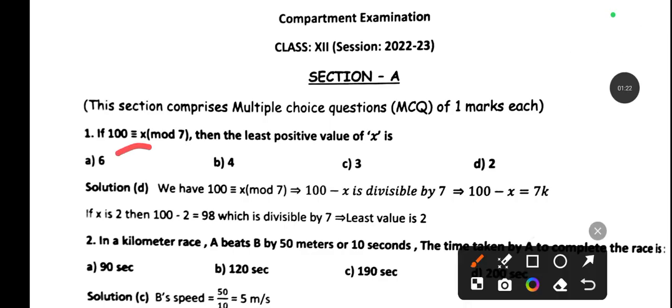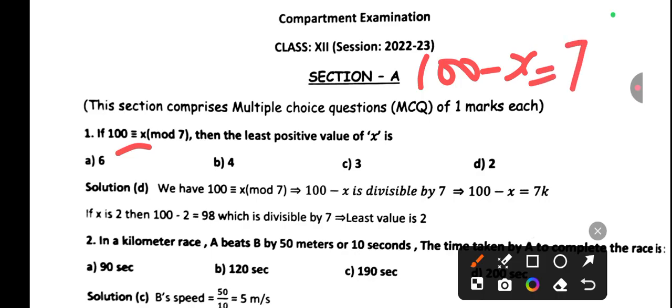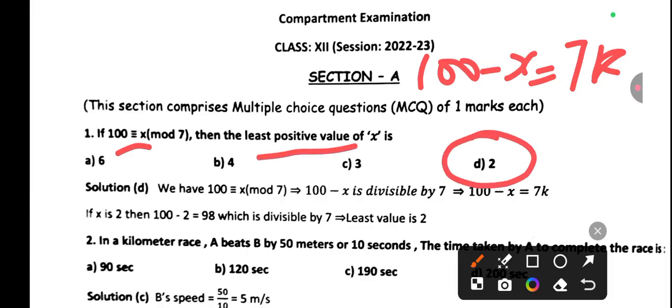Some number congruent to x mod 7: you replace congruent with minus x, moving x to the other side, and it is a multiple. Mod 7 means a multiple of 7, mod 8 means a multiple of 8, so 7k. Then substitute the x value. Since we want the least positive value in the options, we apply 2. 100 minus 2 is 98. 98 itself is divisible by 7, so the answer is 2.